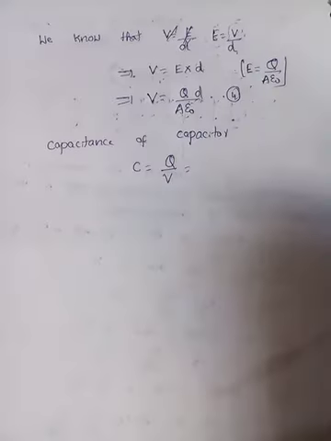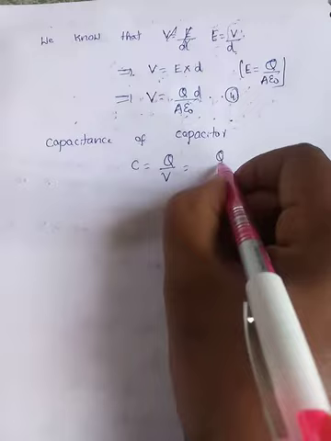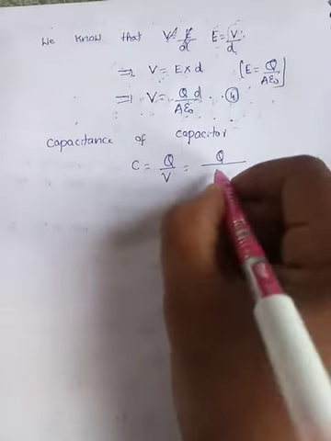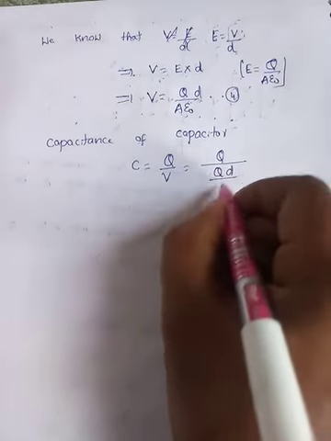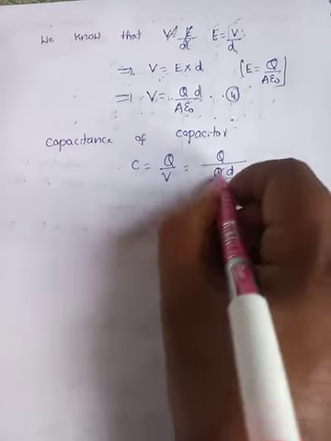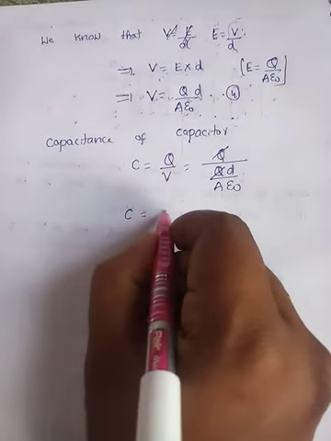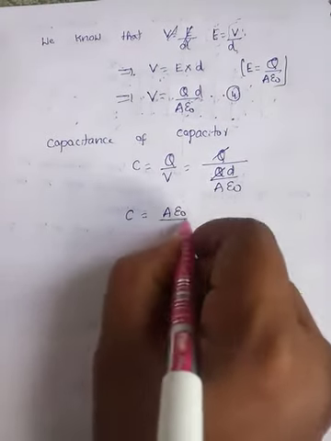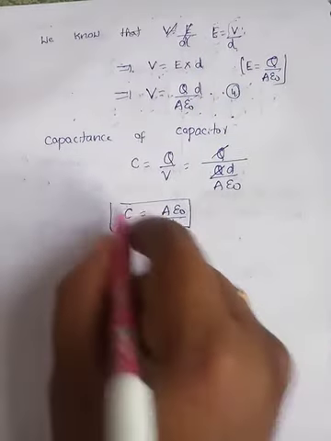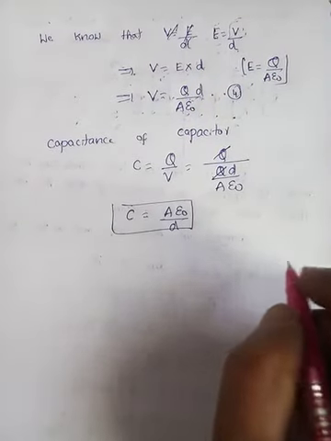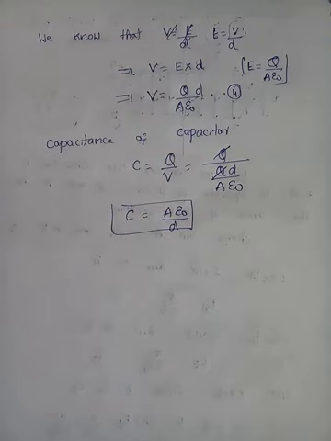C equals Q by V. What is Q? Charge Q remains the same. Now what is V? V is Q d by A epsilon naught. Q cancels. C is equal to what? A epsilon naught by d. So this is the capacitance of a parallel plate capacitor.